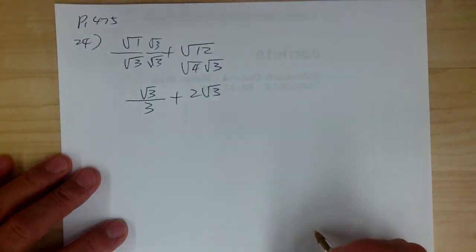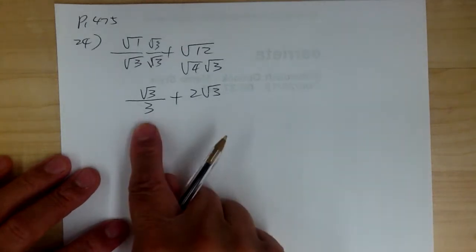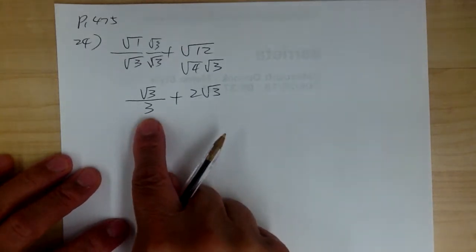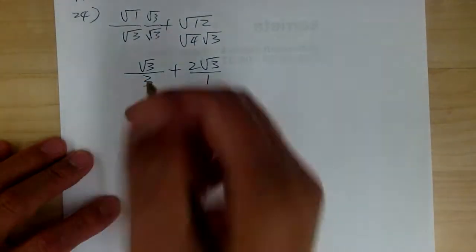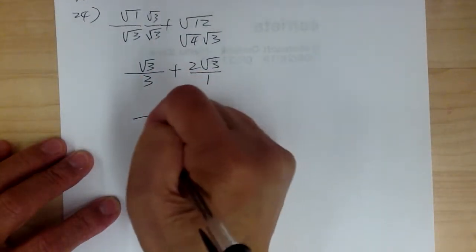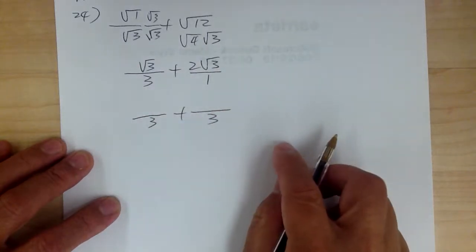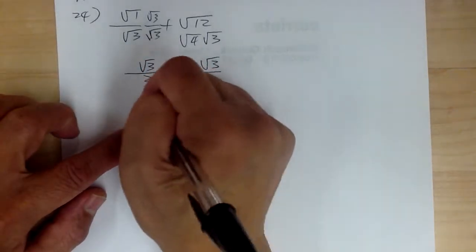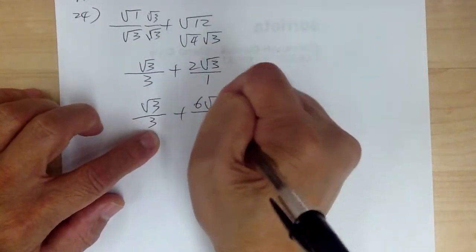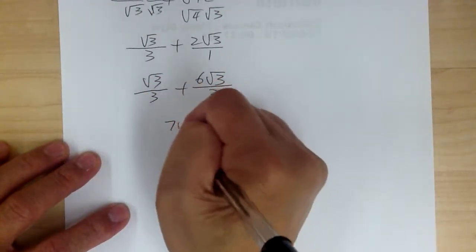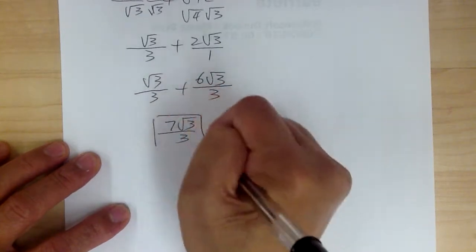Okay. Now I have a fraction. So in order to add fractions, I need to get a common denominator. So this is like over 1. So to get common denominator, I need the common denominator of 3, right? So from here, I stay the same. From here, I need to multiply by 3. So it becomes 6 square root of 3. So this becomes 7 square root of 3 over 3.